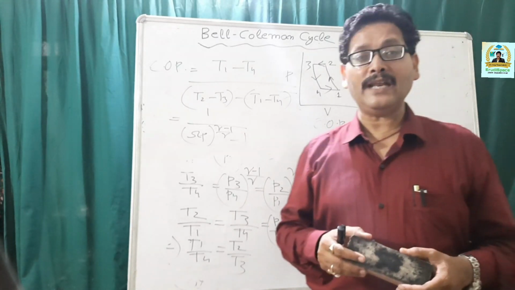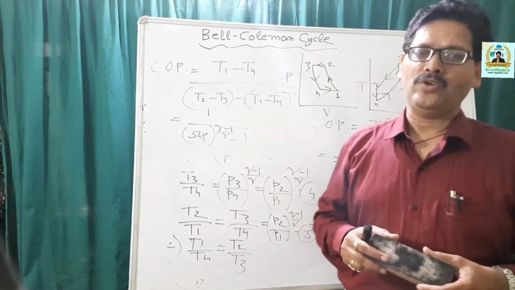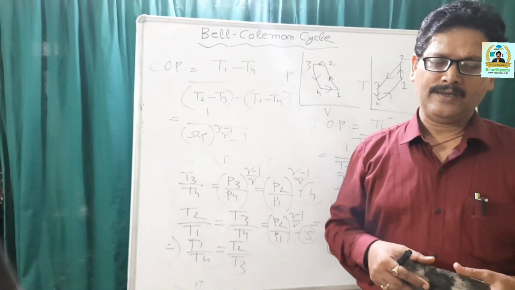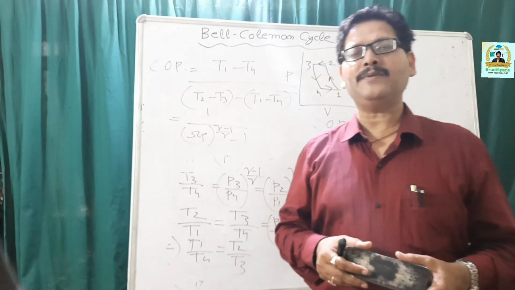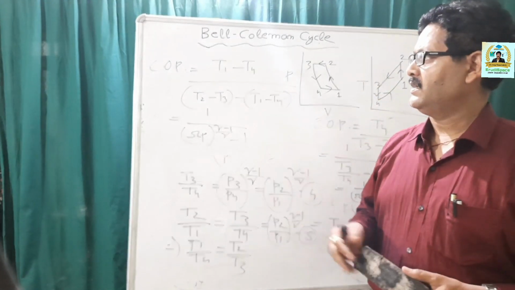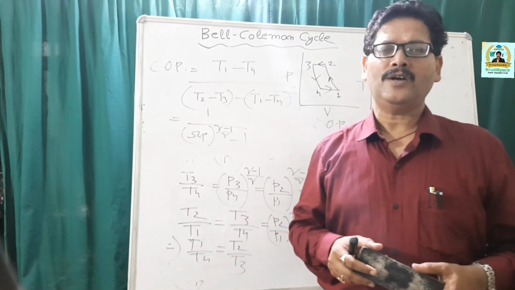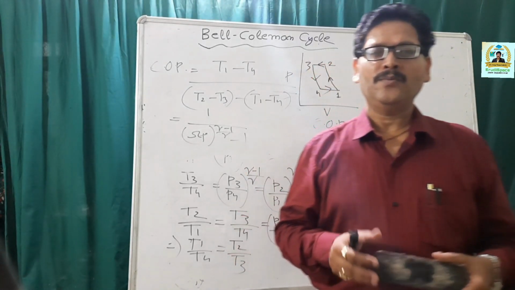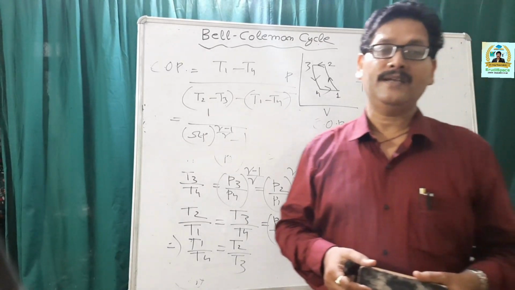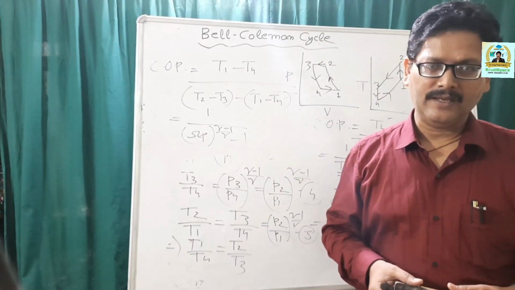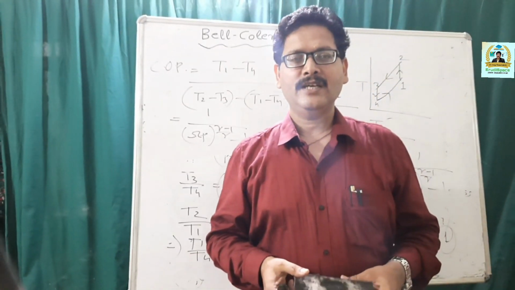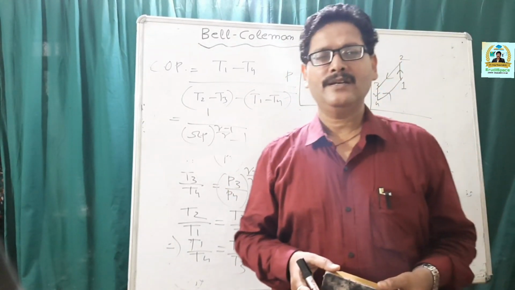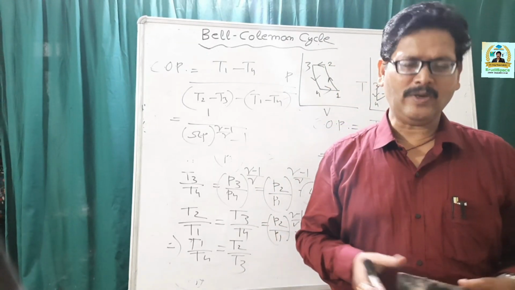One thing that I would like to tell, that owing to lower C.O.P. and particularly with development of the vapor compression and vapor absorption refrigeration systems, this system has become obsolete. Earlier, it was used to carry frozen meat, particularly in ships. So I sincerely believe that your concept about the Bell Coleman cycle would be crystal clear once you watch this video.